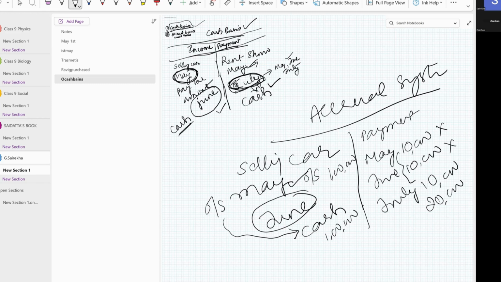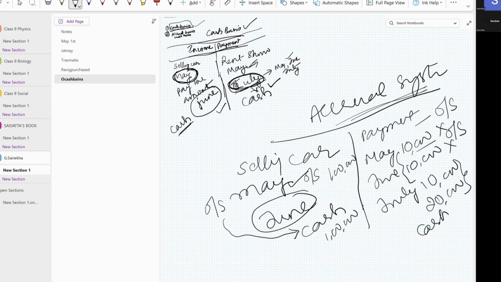Now what do you do in the cash system? May you ignore, June you ignore, and in July you write that you paid 30,000. But in the accrual system, for May we didn't pay, so we write it as outstanding. In June also we didn't pay, so we write outstanding. In July, we write it as cash.